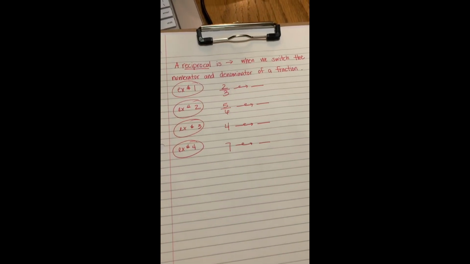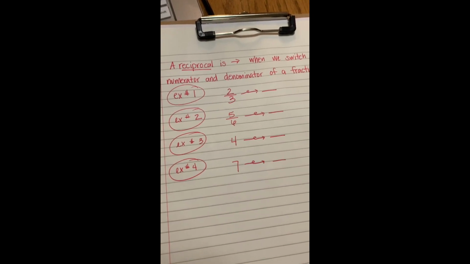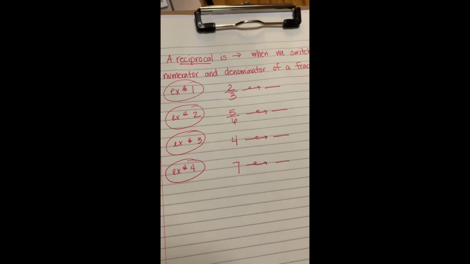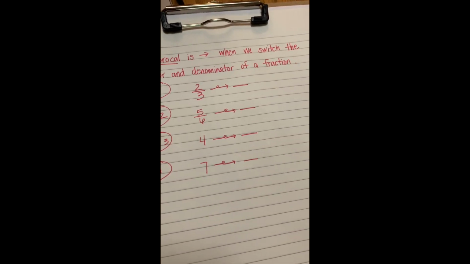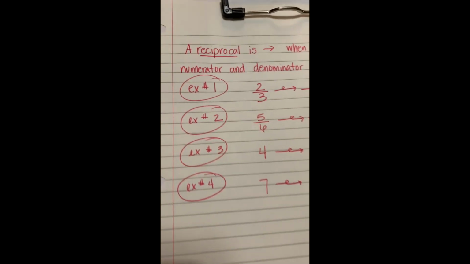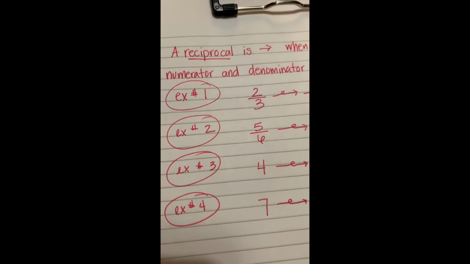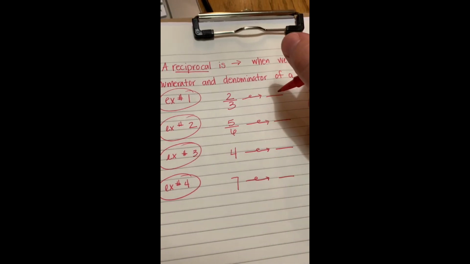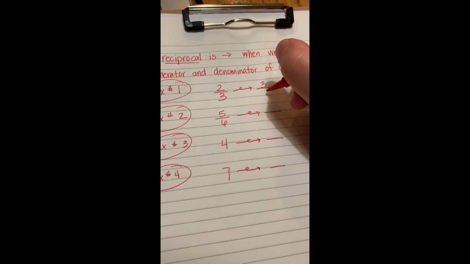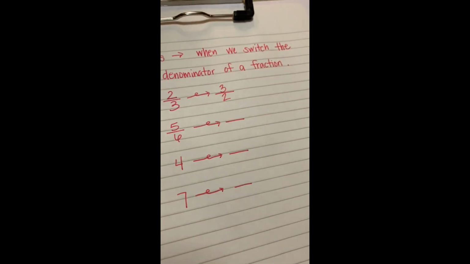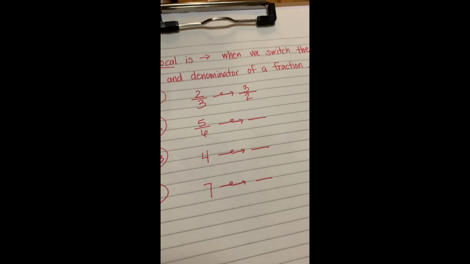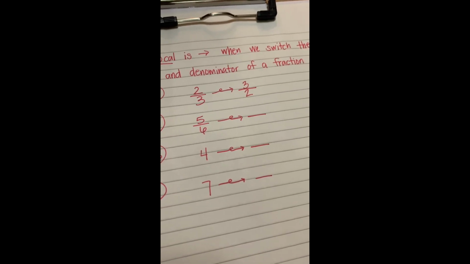Okay, a reciprocal is when we switch the numerator and denominator of a fraction. That's the most simple way I can say it. If we have the fraction 2/3, for example, we would switch the numbers. So our new numerator is 3 and our new denominator is 2. So we would say the reciprocal of 2/3 is 3/2.